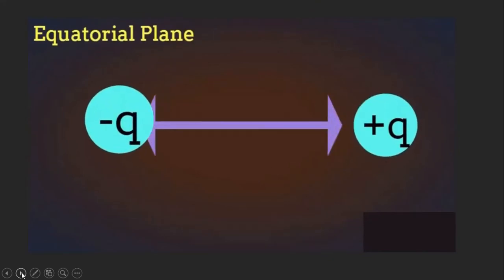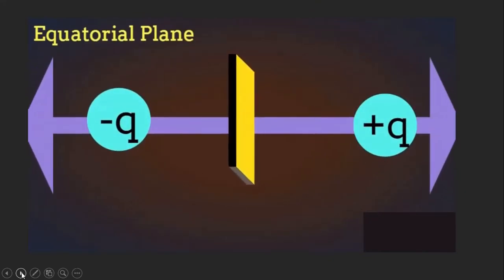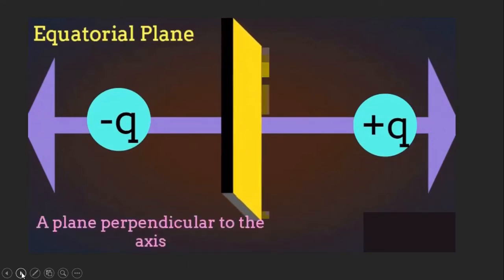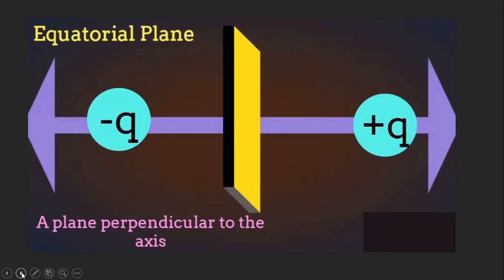Next we have the equatorial plane. What is an equatorial plane? If we have the same charges plus q and minus q separated by a certain distance, a plane which lies perpendicular to the axial line at the center will be called the equatorial plane, and any point which lies on this equatorial plane will be called an equatorial point. And one important point is that this equatorial point will always be equidistant from either of the charges.